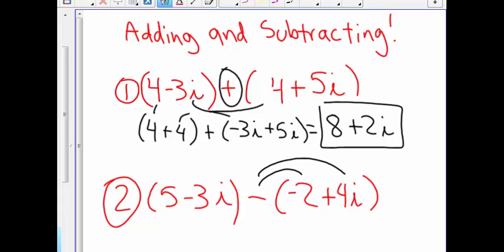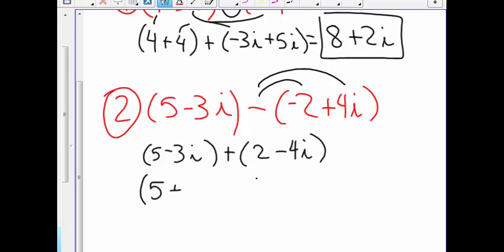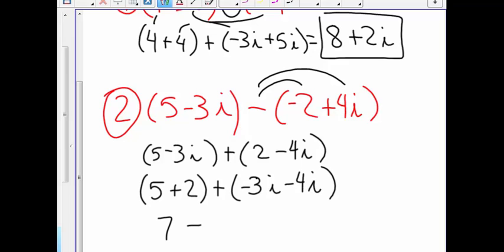All right, number 2, since it's subtraction, we've got to distribute that negative sign through. So when we do that, we end up with 5 minus 3i. The first complex number stays the same. And then we've got plus 2 minus 4i. Now we can rearrange them so we've got the real parts together. 5 plus 2 and -3i minus 4i, which would give us 7 minus 7i. I know it doesn't get much easier than this, right?